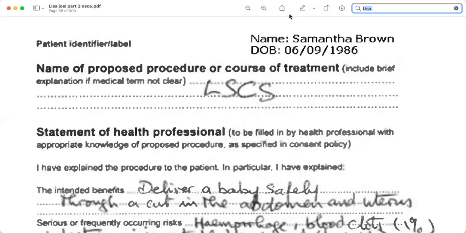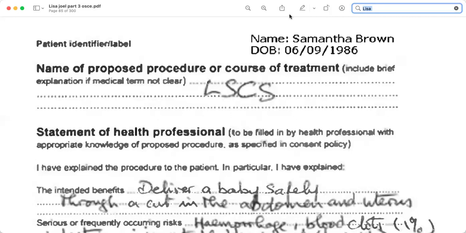In this, Rabaa, do you think it would be better if we write the full form of this operation so as to make the patient understand about the procedure? Okay. We can write it in an expanded form, lower segment cesarean section. All right. Okay.